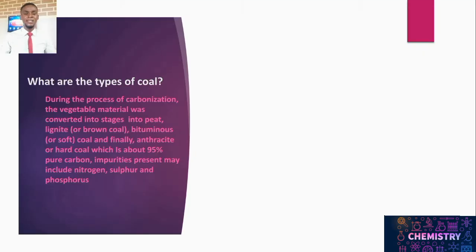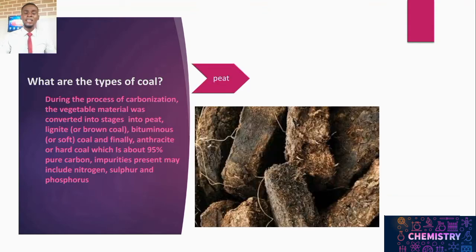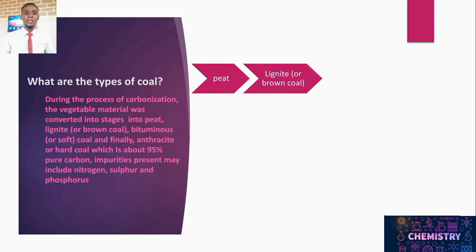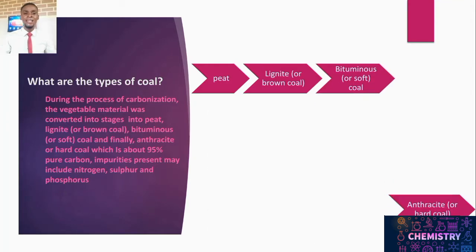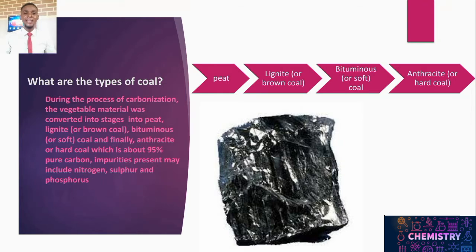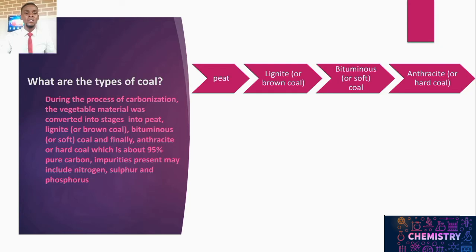So what are the types of coal? There are four major types of coal. The first one is peat. The second one is lignite, also known as brown coal. The third one is bituminous or soft coal, and lastly anthracite, also known as hard coal. From our objective, I said you should be able to state the various types of coal, and that is what you should do. Now, anthracite is about 95% pure carbon. Impurities present may include sulfur and phosphorus.